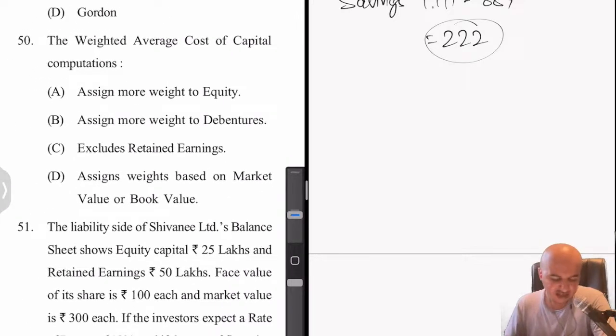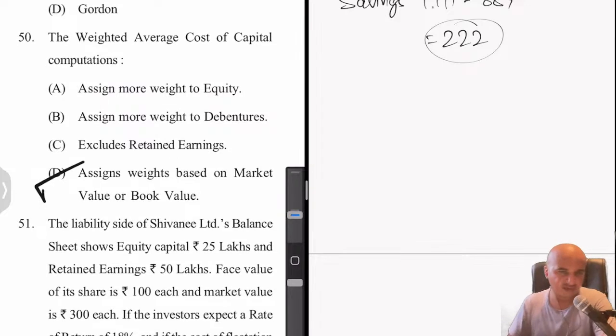Next, the weighted average cost of capital computations, again based on assumptions: assigns more weight to equity, assigns more weight to debentures, excludes retained earnings, assigns weights based on the market value or book value. Obviously this is the answer. If you have solved the problem, this shouldn't be that difficult at all, because this is how we solve the problem. Now, what is weighted average cost of capital?